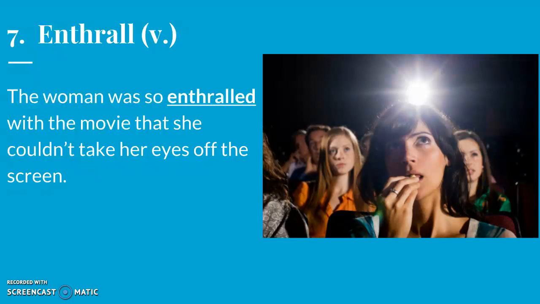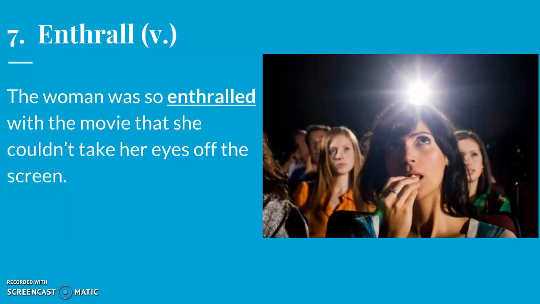Number 7 is enthrall. I think this is going to be an easy one for you guys. It's a pretty popular word, pretty common word, I should say. Enthrall is a verb that means to captivate, charm, hold spellbound, or to enslave and imprison. And in that kind of way, it's really not in a negative way, but just to have so much attention captivated, you are enthralled by it.